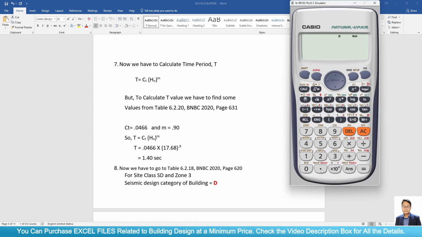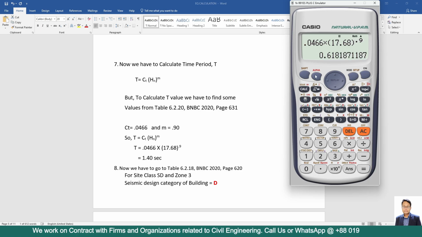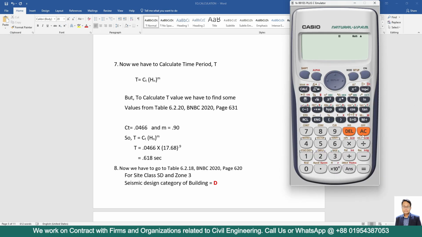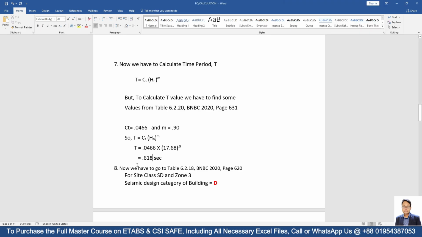Now we have to calculate 0.0466 into 17.68 to the power 0.9. So we are getting 0.618. We will write this here, 0.618. Let me calculate again. 0.0466 multiplied by 17.68 to the power 0.9. Okay, fine. 0.618 second.